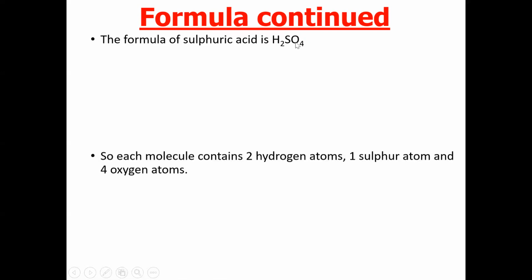So if we look at formula in a bit more detail, if we took sulfuric acid as an example there, you can see immediately you've got subscript 2, which would suggest you have 2 hydrogens. You don't have a subscript number after sulfur, so you only have 1 sulfur. But because you have a subscript 4 after the oxygen, that means it contains 4 oxygen atoms.